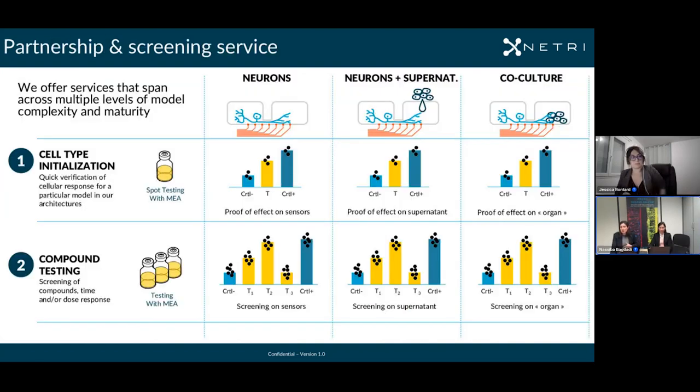For the screening services, we can study at different levels, from the less complex ones, such as studying compounds or how they affect the response of neurons only, but we can also complexify the model by using cell supernatants on the neurons. And then, of course, we have the most complex one, the co-culture.